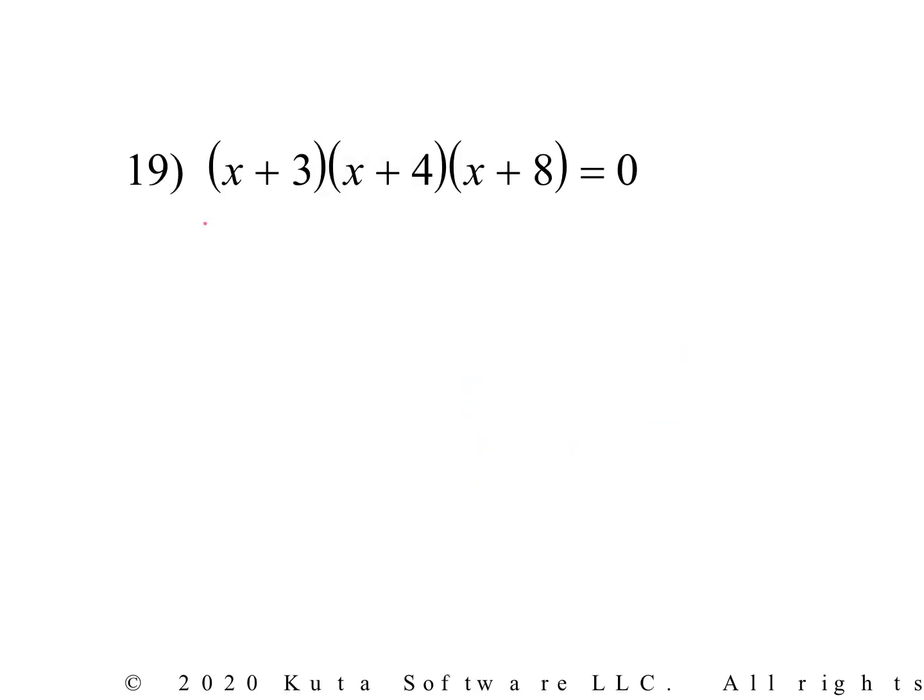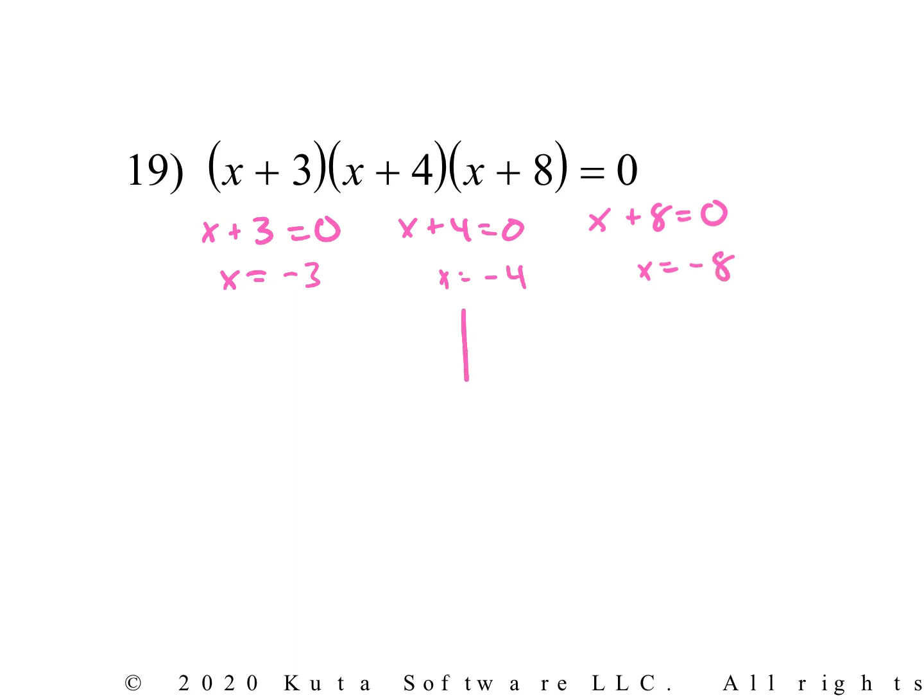So we find the zeros the same way. x plus 3 equals 0. x plus 4 equals 0. x plus 8 equals 0. So solve for x. x equals what? -3. x equals -4 and -8. So on our graph, we put -3, -4, and -8.